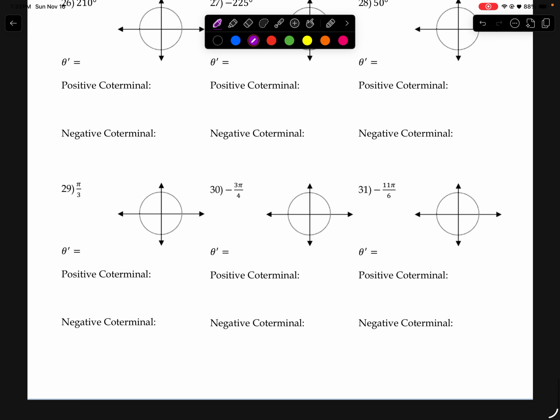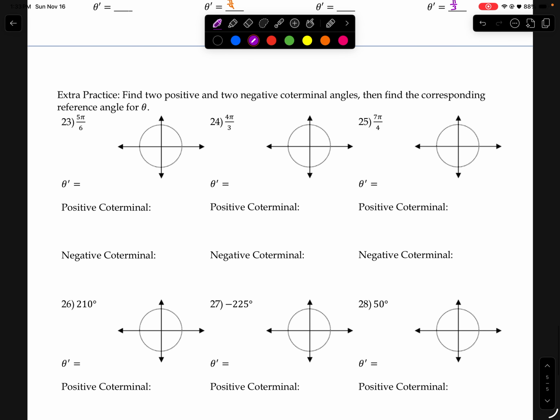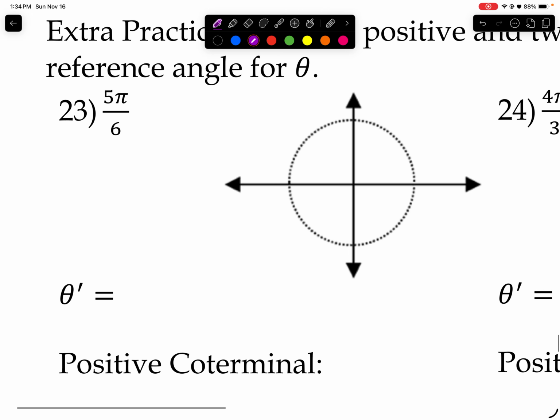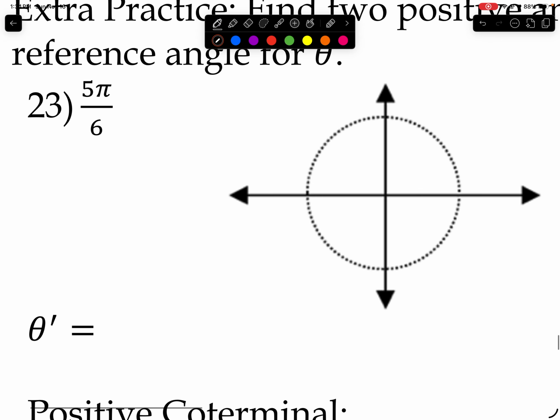Okay, so down here, this is just kind of extra practice. This is just kind of tying it all together. I'm going to focus on the radian values because the radian ones are going to be way more important. So let's go ahead and do 23. So 23, 5 pi over 6, that's going to be over here in quadrant 2. So when I measure this angle right here, this is going to give you 5 pi over 6.